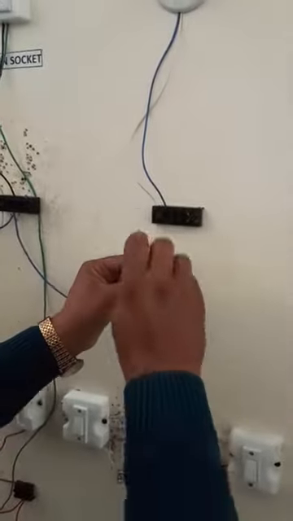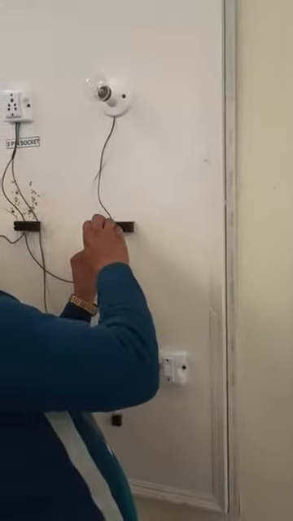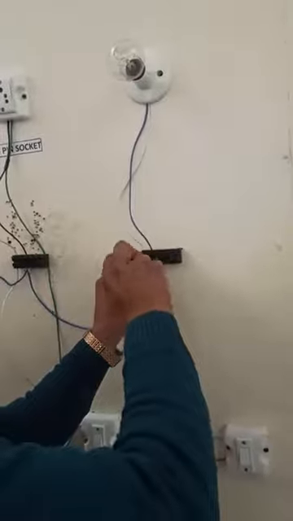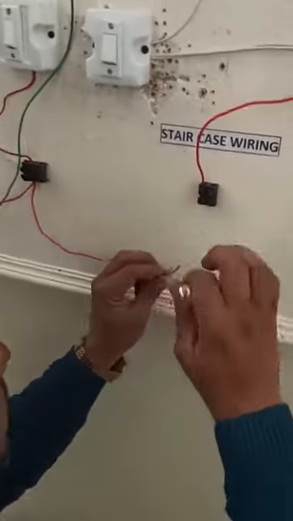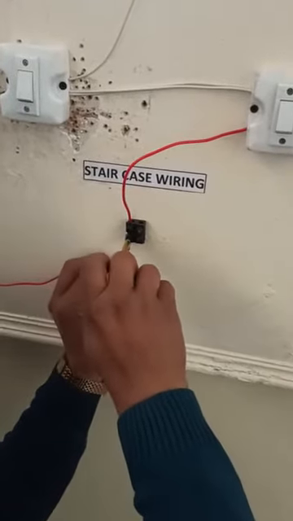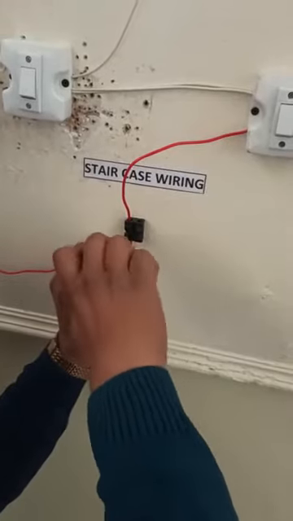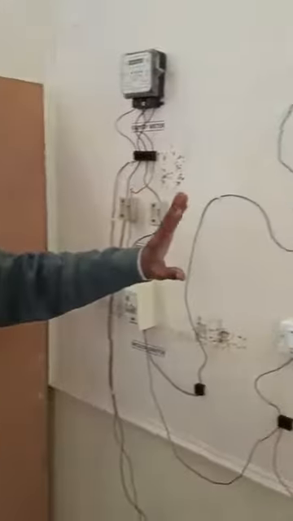Staircase wiring. So now we are connecting for the staircase wiring. Then the neutral wire is being connected. Now the live wire for supply. Now the circuit has been completed and we'll show you one by one.